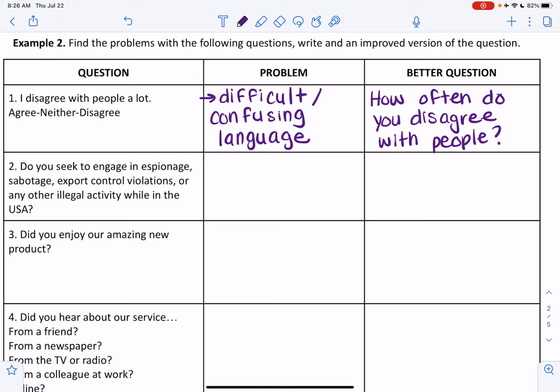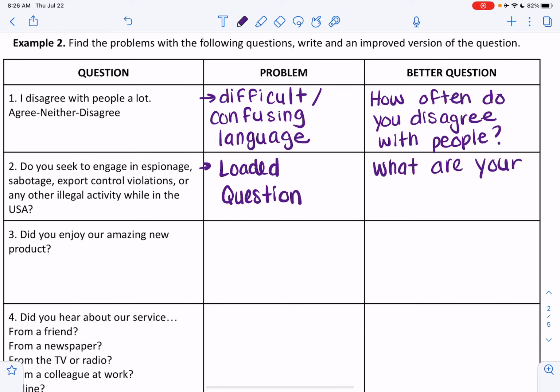Next says, do you seek to engage in espionage, sabotage, export control violations, or any other illegal activity while in the USA? This is very much a loaded question. There is so much information in there that it's really hard to understand how you should answer the question, right? You're unsure now, am I answering the way I want to? I don't know, there's so much going on. So a better question could just be, what are your plans in the USA?